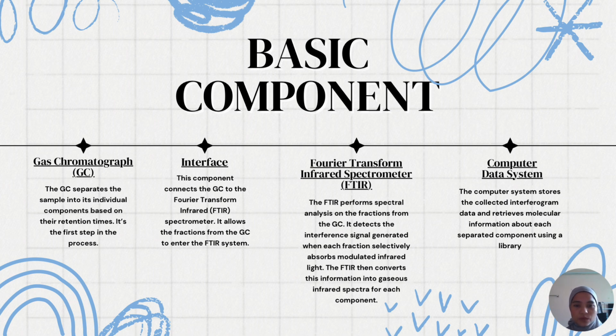Next, Fourier transform infrared spectrometer. The FTIR performs spectral analysis on the fraction from the GC. It detects the interference signal generated when each fraction selectively absorbs modulated infrared light. The FTIR then converts this information into gaseous infrared spectra for each component. Lastly, computer data system. The computer system stores the collected interferogram data and retrieves molecular information about each separate component using a library.